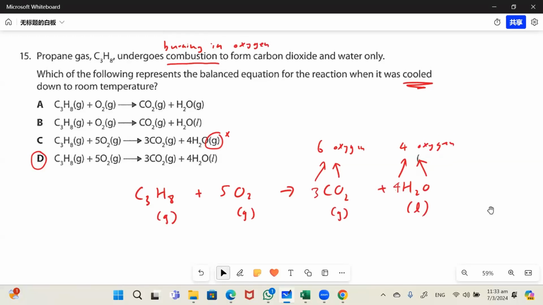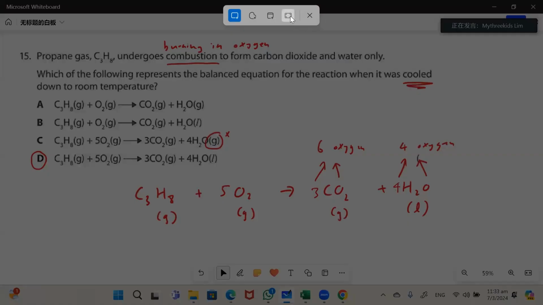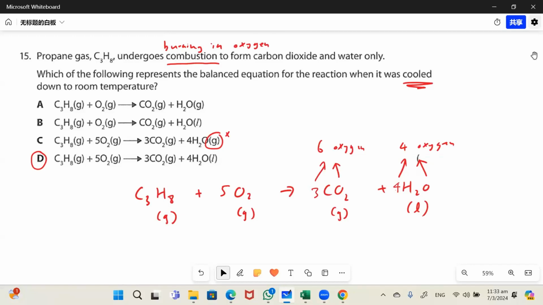Okay, any other issues with question 15? No problem, eh? Yeah, sure.